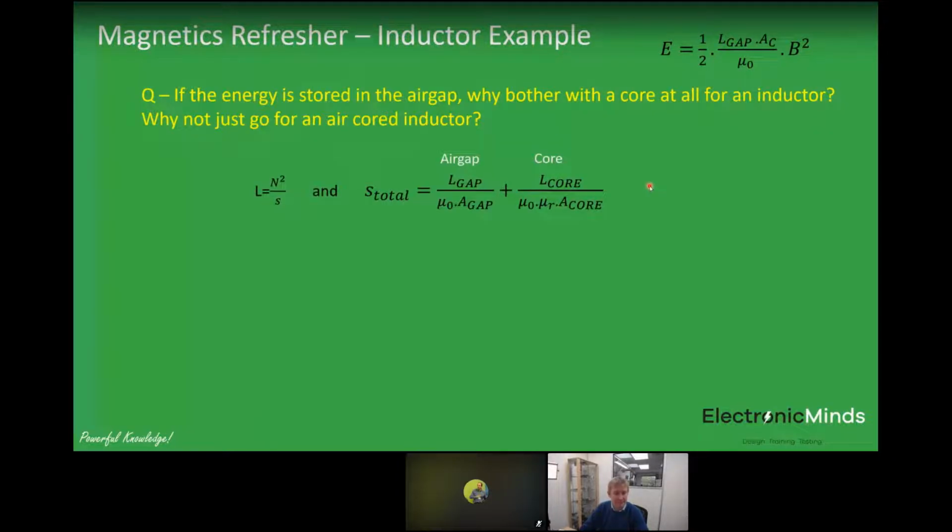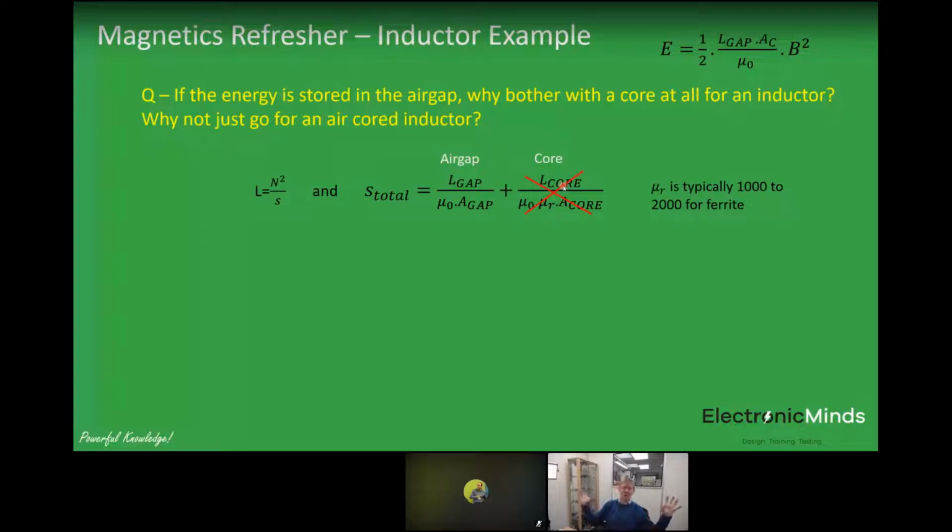Well, you could do that, but let's take a look at what that would mean in practice. So remember, L is equal to N squared upon S, and the total S here is the sum of the air gap reluctance and the core reluctance. Now, mu r is typically 1,000 to 2,000 for ferrite. So we can see that when you have a small air gap, the core doesn't really contribute to the reluctance of the magnetic circuit. But let's take the core away.